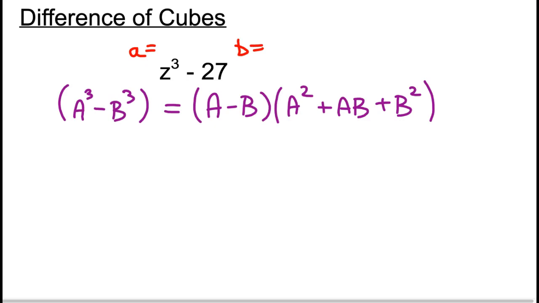So what is the cube root of z cubed? That's z, or like they say in Australia, zed. And then 27, what's the cube root of 27? By the way, over here on the whiteboard I put the first 5 perfect cubes: 1, 8, 27, 64, 125. So 27 is 3 times 3 times 3, so the cube root of 27 is 3. Now everywhere you see an a, you put a z, and everywhere you see a b, you put a 3. So it's going to be z minus 3 times z squared plus 3z plus 9.